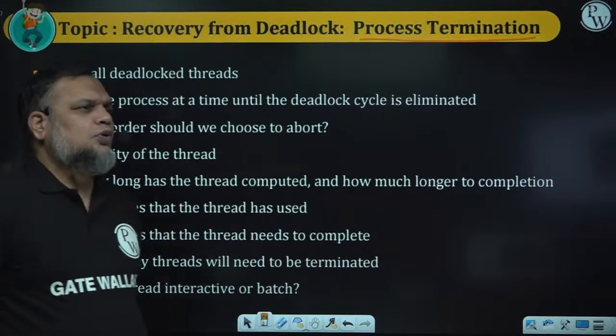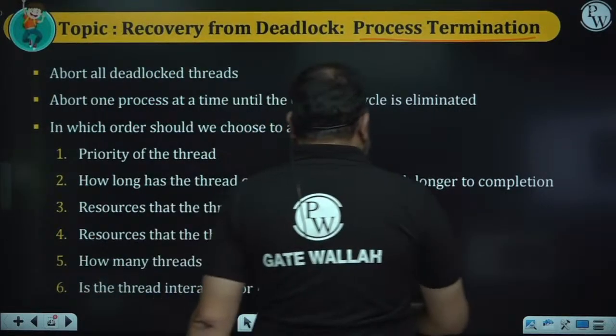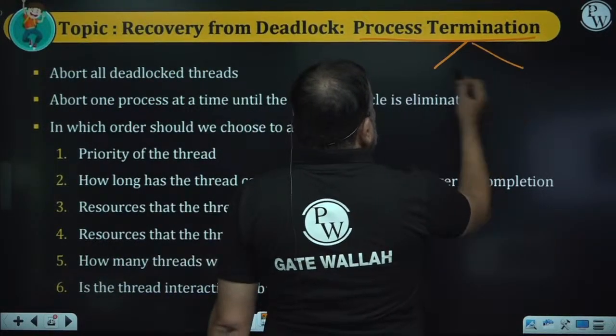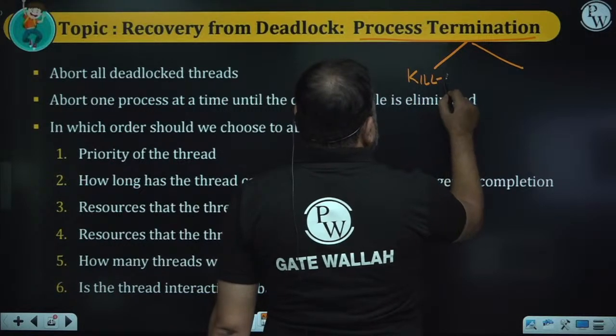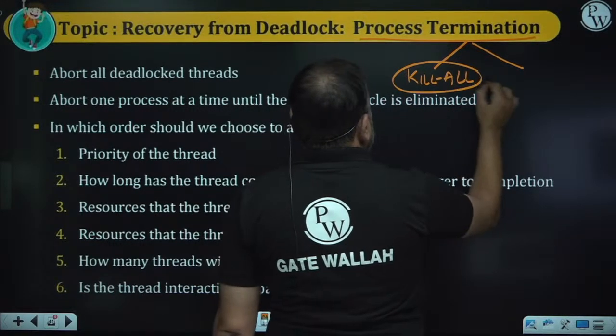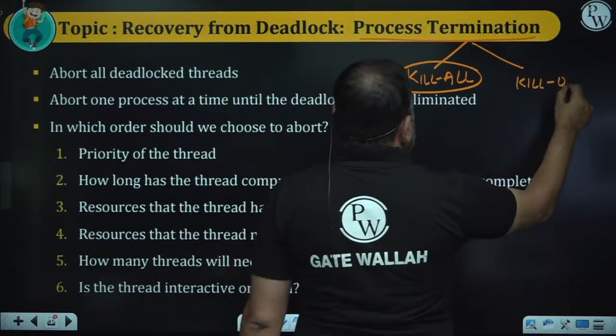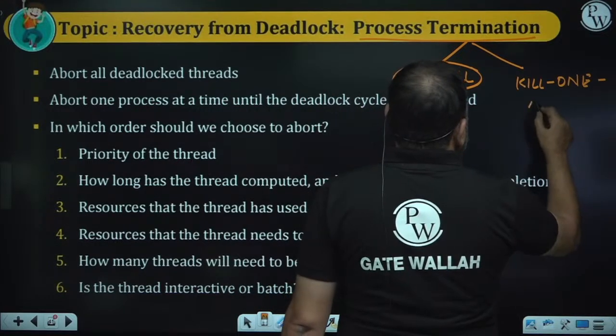तो यहाँ पर आप 2 approaches 2 तरीके से कर सकते हो. You can follow 2 approaches. One is kill all. You can apply the strategy of kill all deadlock processes. या फिर आप बोलोगे kill one at a time.